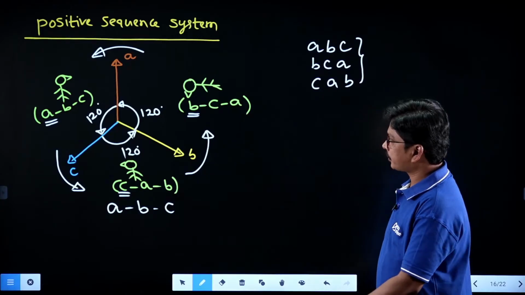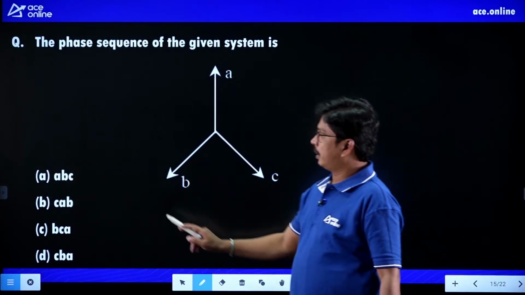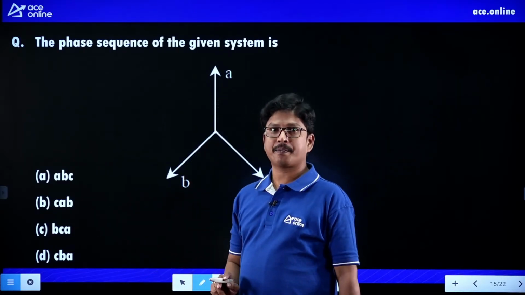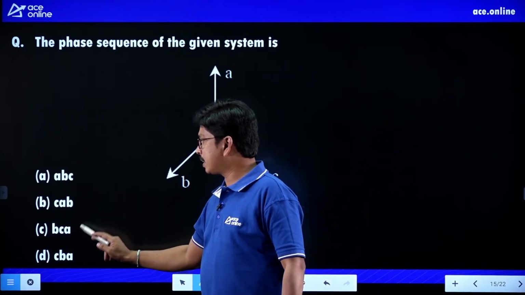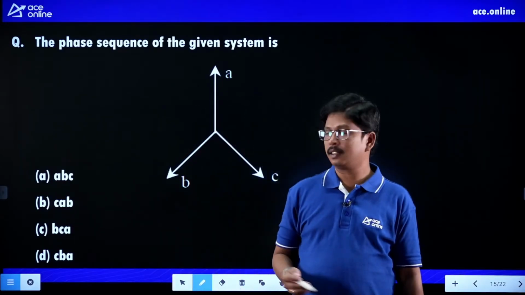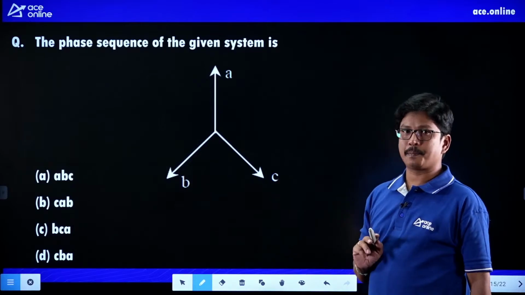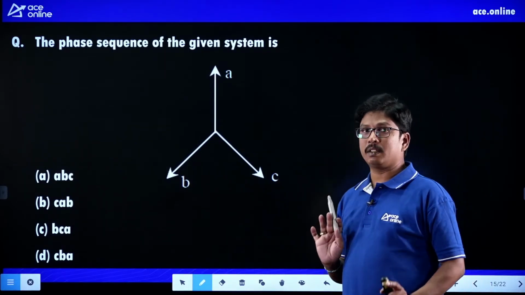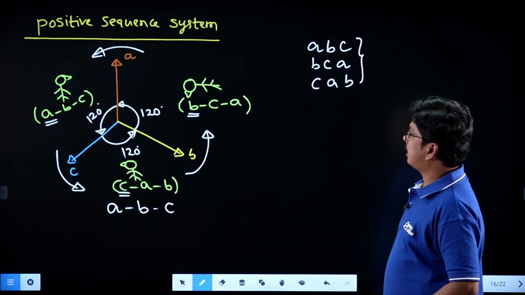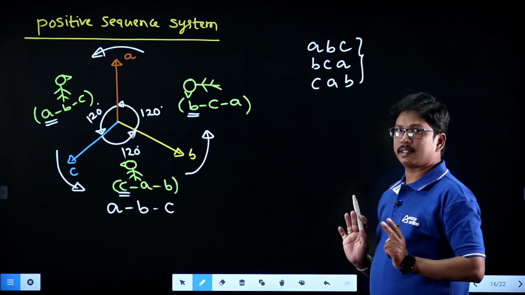You can check here in the options. ABC, CAB, BCA all are same only, right? ABC, BCA and CAB all are same. So you can think the correct answer is option D. But we have to give the clarity why it is option D. Just check here. This is the positive sequence system.